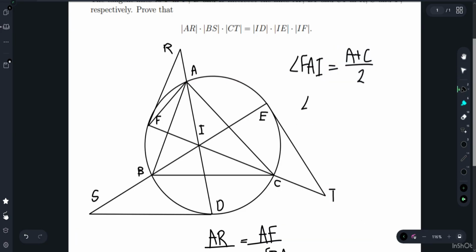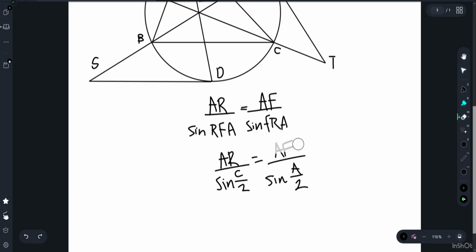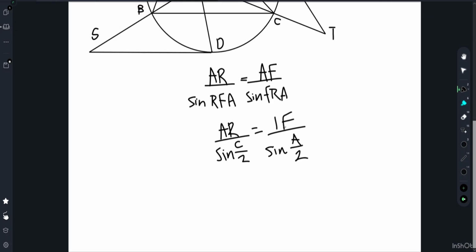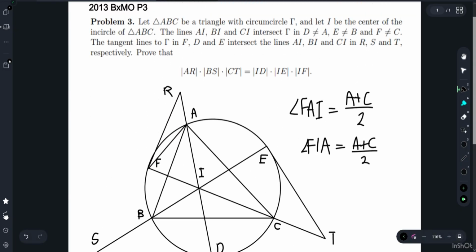Now we want to find angle FIA. Angle FIA is actually the exterior angle to these two angles, as it is supplementary with angle AIC. And what are these two angles? This is A over 2 and C over 2, so they add to A plus C over 2. So we know that angle FAI is equal to angle FIA. This means that AF is equal to IF. This is our ratio.